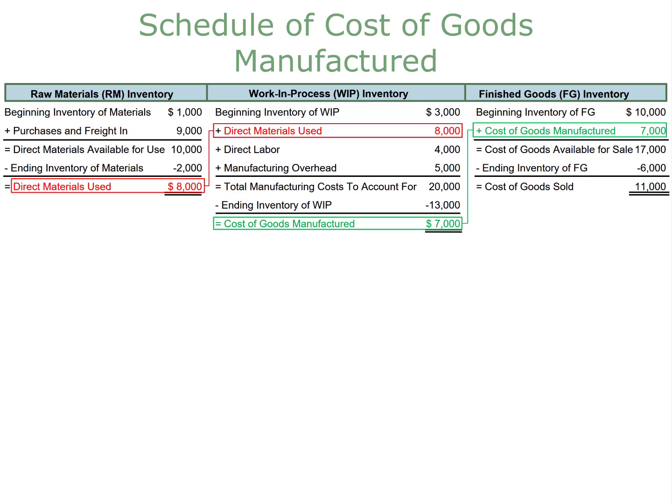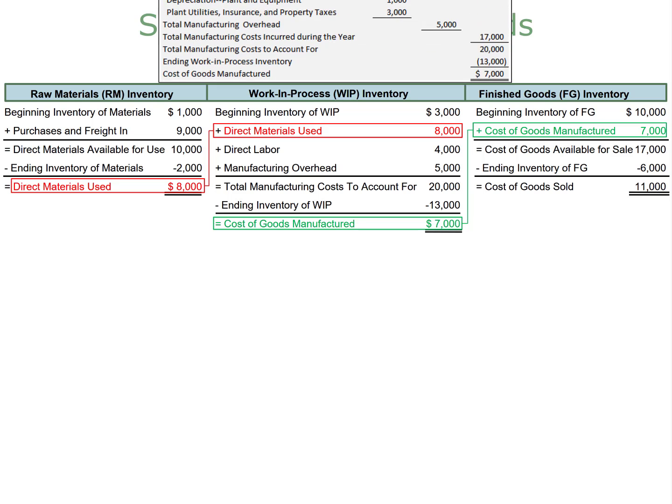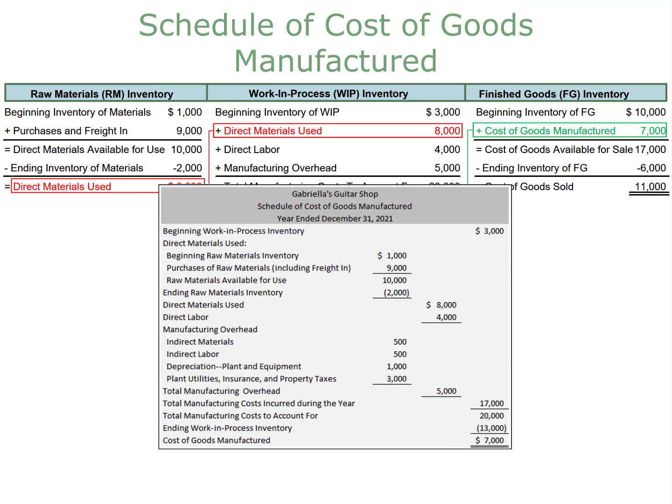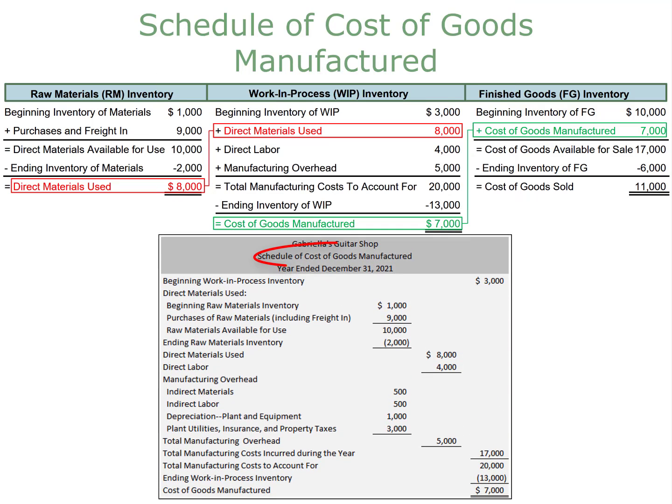Now we'll learn how to create the schedule of costs of goods manufactured. Manufacturers have a formal document called a schedule of cost of goods manufactured. It shows the details of how much the goods cost that were manufactured during that period. To create it, we need data from these two sections.